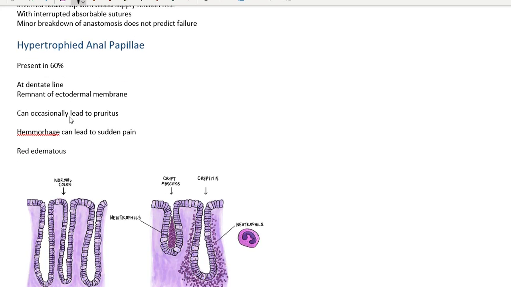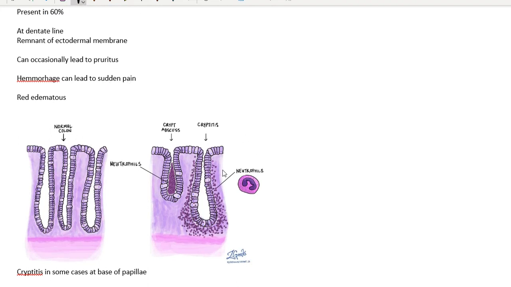Then there is another thing which is very important to understand in the context of anal fissure, that sometimes with anal fissure, patients do present with hypertrophied anal papillae. What are anal papillae? Anal papillae are usually present in 60% of the cases, and they should be considered normal, and they are present at the dentate line. They are actually the remnant of the ectodermal membrane. Understand? Sometimes in fissure they can lead to pruritus. If hemorrhage happens in one of the papillae, it can lead to sudden rectal pain, and usually red and edematous.